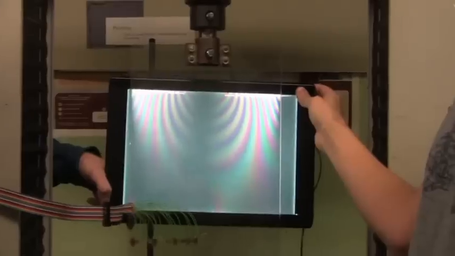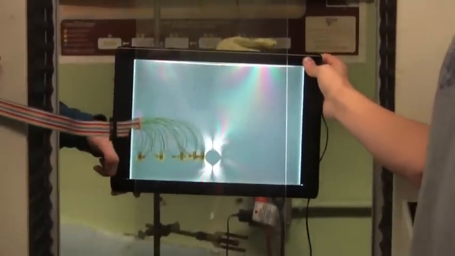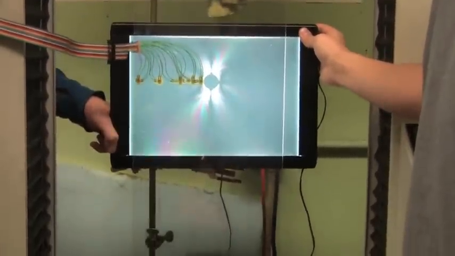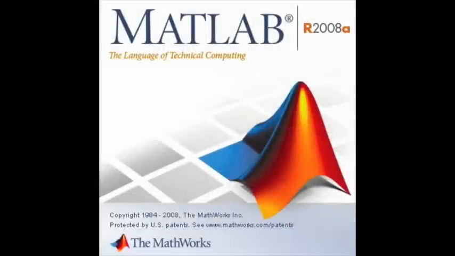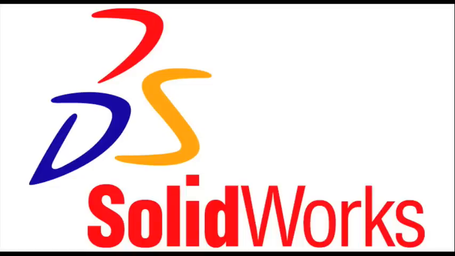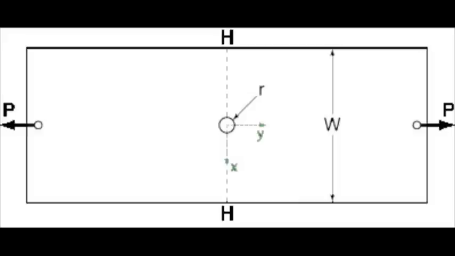The approach is threefold: theoretical, experimental, and the comparison between the two. Theoretical. The theoretical portion of the report consists of predictions in MATLAB and finite element analysis in SOLIDWORKS of the given specimen of the polycarbonate plate, paying particular attention to the HH line.